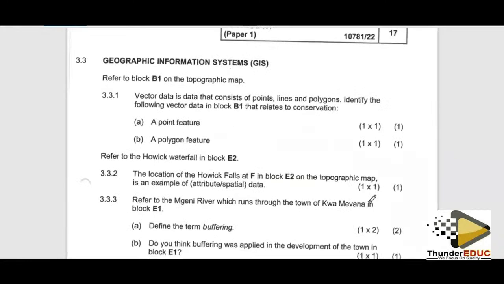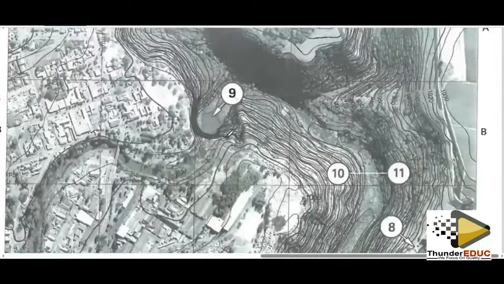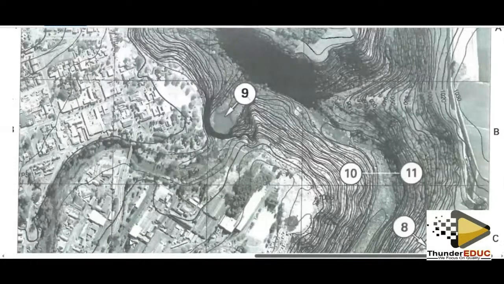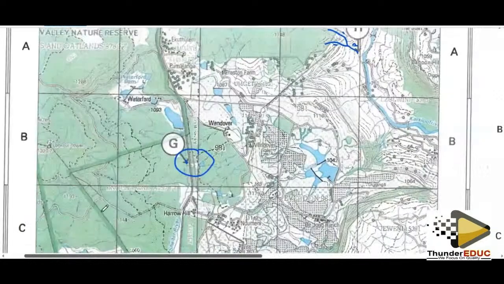In 3.3.1, GIS, refer to block B1. Vector data is data that consists of points, lines, and polygons. Identify the following vector data in block B1 that relates to conservation. A point feature, block B1, that relates to conservation. This is B1 here. So we need to identify a point feature in block B1 that relates to, okay, let's see.